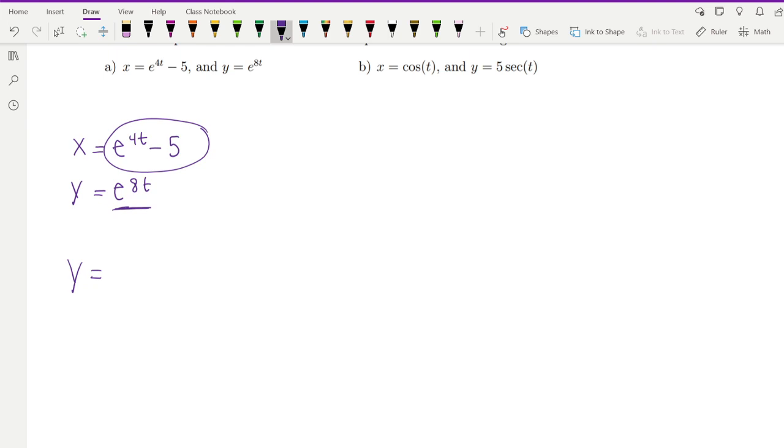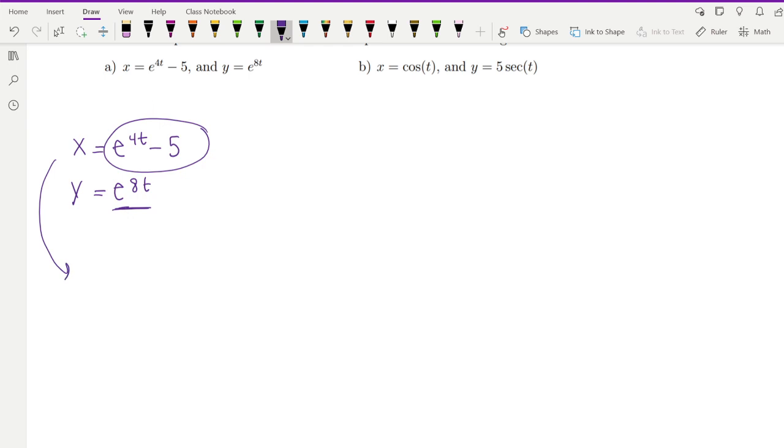So what's the relationship between e to the 4t and e to the 8t? Well, e to the 8t is equal to e to the 4t squared, right? And so if we can get rid of this 5, then we can just take that result and square it, and that can give us y. So there's a few different ways of writing this down. I'm trying to think of what way makes the most sense. Let me write it like this.